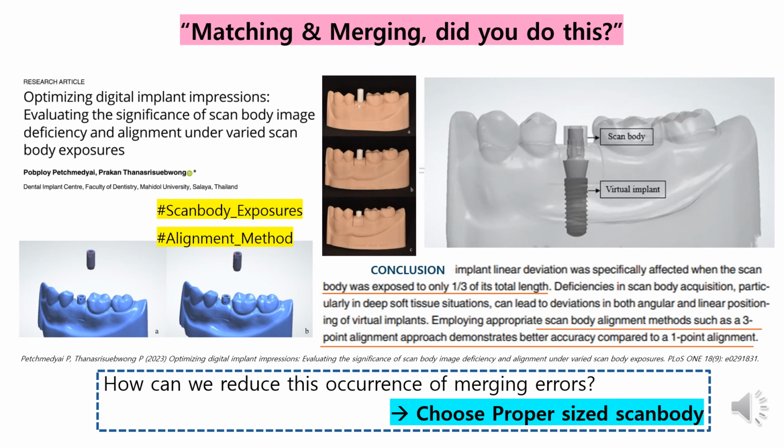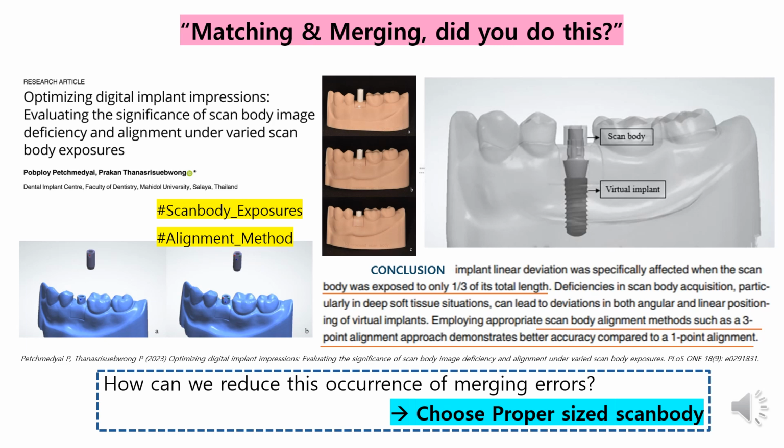How much of the scan body needs to be exposed to cause less deformation? When looking at papers related to the accuracy of the scan body, various factors such as the length, shape, and scan quality of the scan body can have an impact. According to the research article, if not enough of the scan body is exposed for matching, errors can occur during the alignment process.